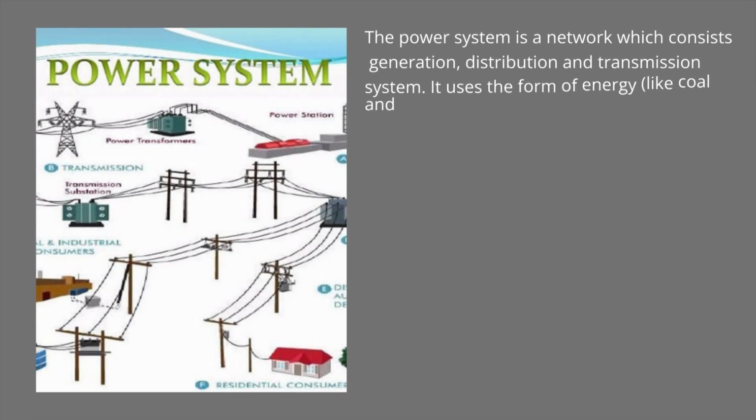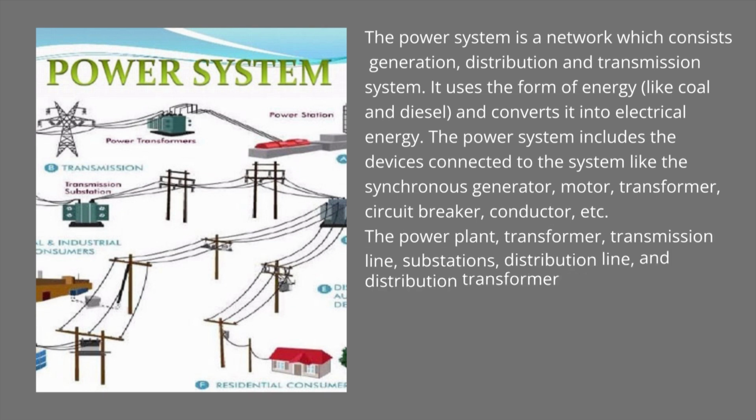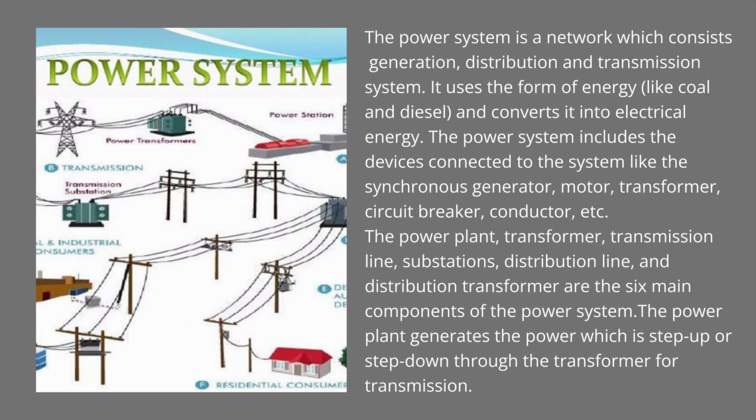The power system is a network which consists of generation, distribution and transmission systems. It uses forms of energy like coal and diesel and converts them into electrical energy. The power system includes the devices connected to the system like a synchronizer, generator, motor, transformer, circuit breaker, conductor, etc.